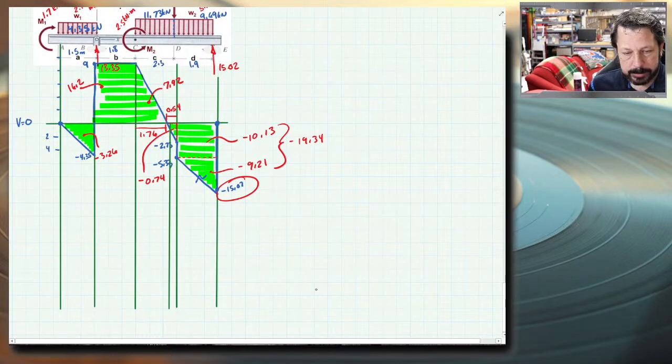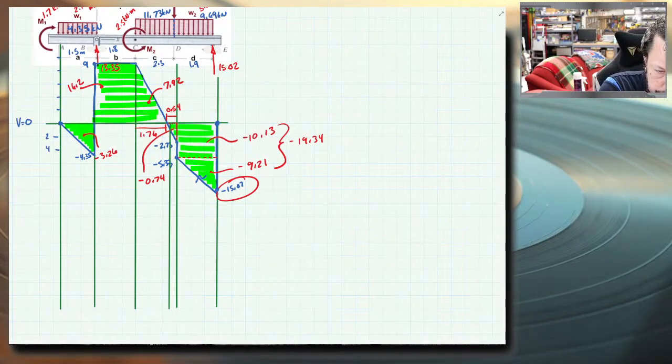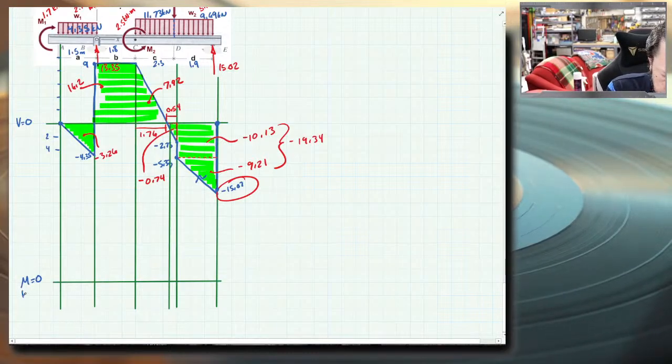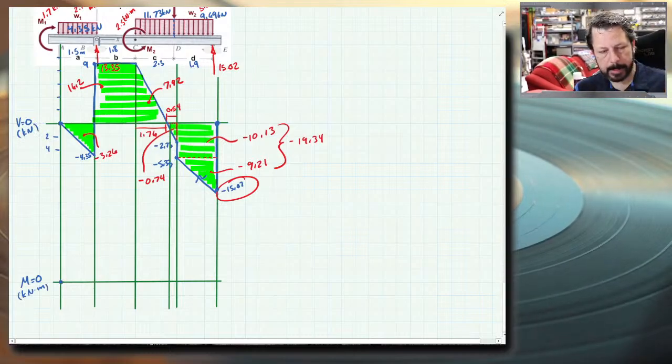All right, now let's draw our shear and bending diagram the best we can. So let's put the reference for it somewhere near the bottom, and we'll say that M equals 0. Our units are kilonewton meters. These are kilonewtons. We start at 0.